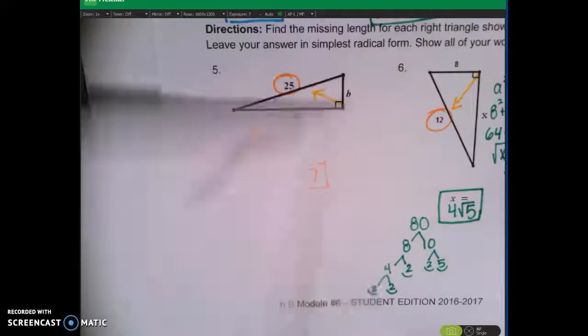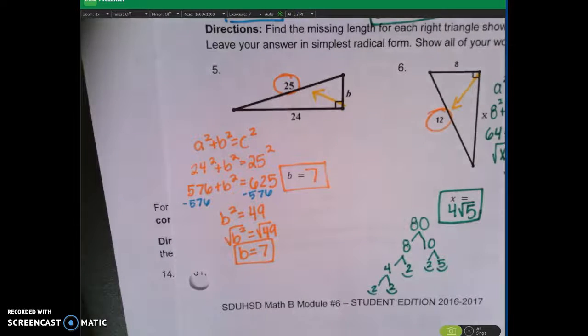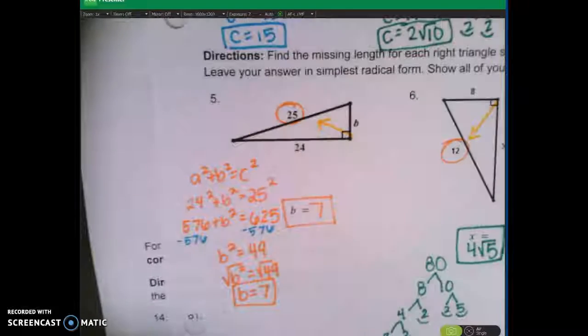Let's see how we did. Number 5, you should have gotten your b value to be 7. Take a look at the work and remember this is also available online. We end up with b squared equals 49. Take the square root of both sides and we get 7.